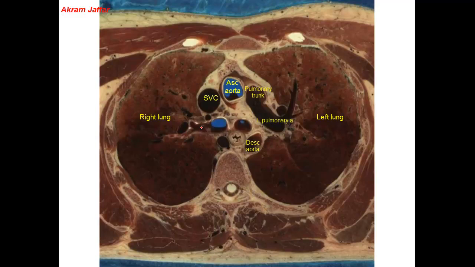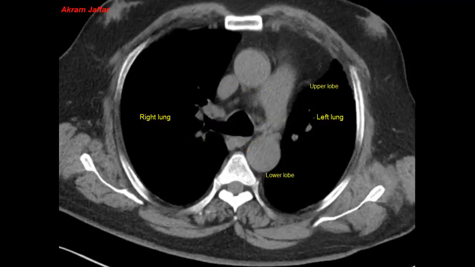In the root of the right lung we can see the upper lobe bronchus that arises earlier from the right main bronchus. No such bronchus is seen on the left side. It's only the right upper lobe bronchus that arises earlier than the left. In the lung fields, I can see the oblique fissure here on the left side, dividing the lung into two lobes. The lower lobe, which is located more or less posteriorly, and the upper lobe, which is located more or less anteriorly.